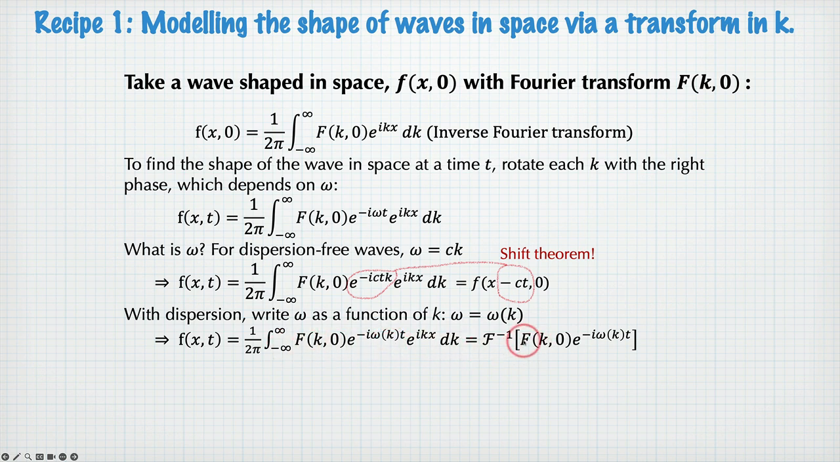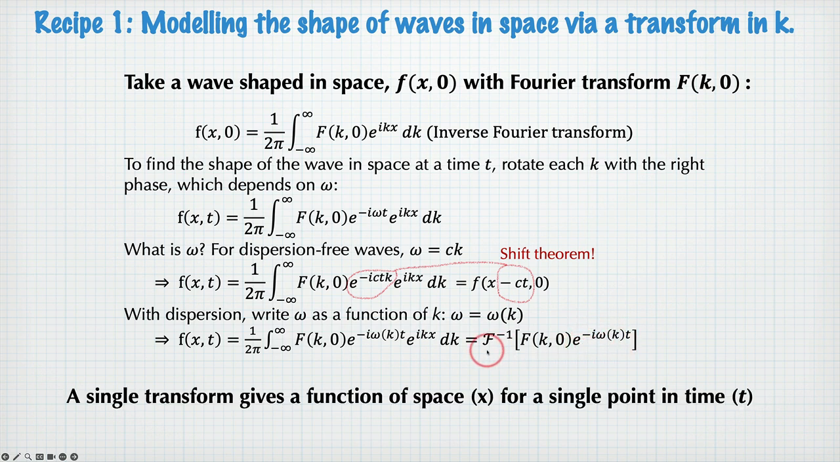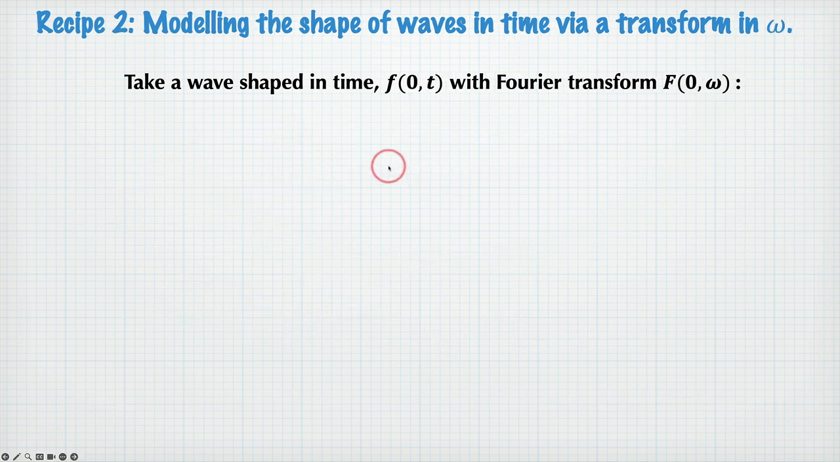And we can rewrite this using our inverse Fourier transform notation as the inverse Fourier transform of the initial wave in Fourier space, multiplied by the phase terms here, where omega is a function of k. And this single transform here gives a new function of space at a single later point in time. So if you're given a function of space, you can calculate what it will look like at some later time t.